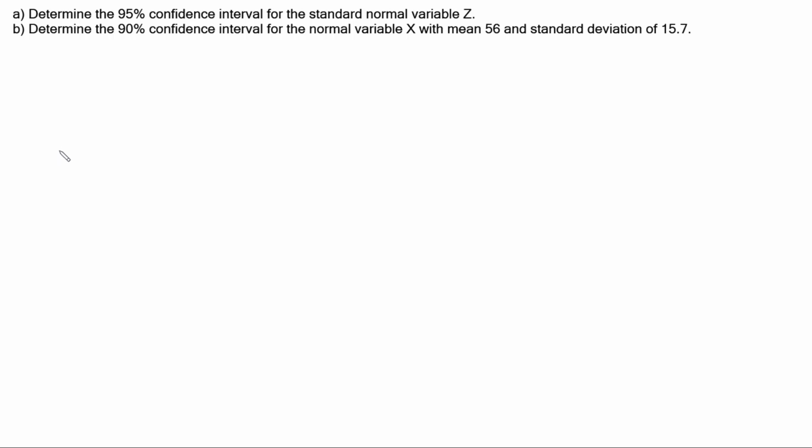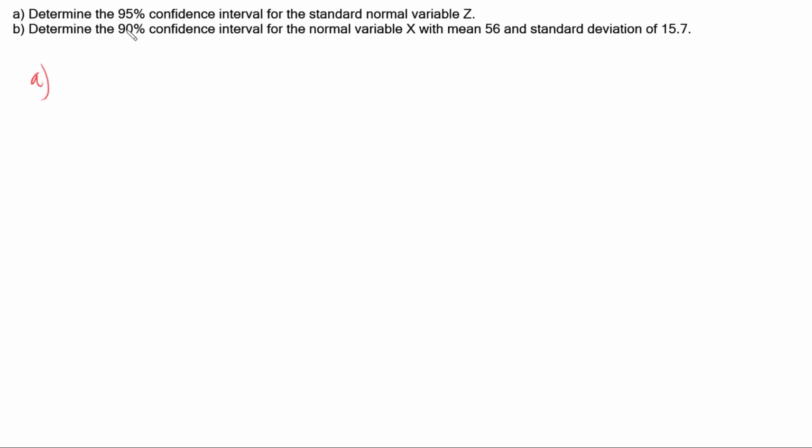Hi, in this video I'm looking at determining the confidence intervals, whether it's 95 or 90%, for a standard normal variable or for a normal variable with mean 56 and a standard deviation of 15.7. So let's start off with part A.